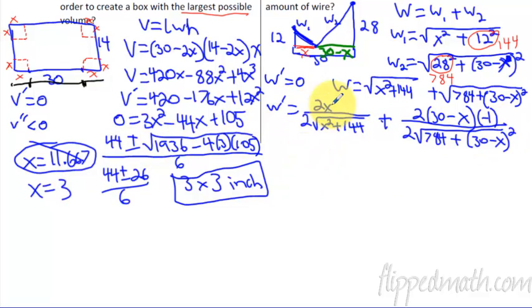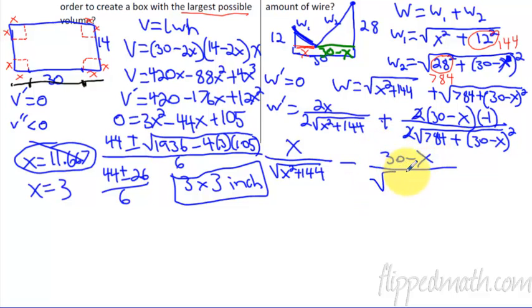Before we try and solve this equal to 0, let's clean this up just a little bit. The 2's cancel, so I have x over the square root of x squared plus 144. Now I'm going to say that these 2's cancel. And see this negative 1 here? It makes this become a minus. And then 30 minus x over the square root of 784 plus 30 minus x quantity squared. That's all underneath this radical, and this is going to equal 0 because this is the derivative. I'm trying to figure out when does the derivative equal 0. Remember that thing from way back here? I'm looking for when does the derivative equal 0.